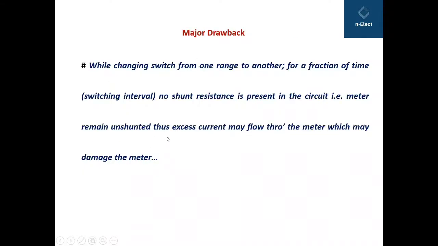The major drawback associated with this type of multi-range DC ammeter is, for a fraction of time when we are changing the switch from one range to another, no shunt resistance is present in the circuit, that is, the meter remains unshunted, and thus excess current may flow through the meter, which may damage the meter.